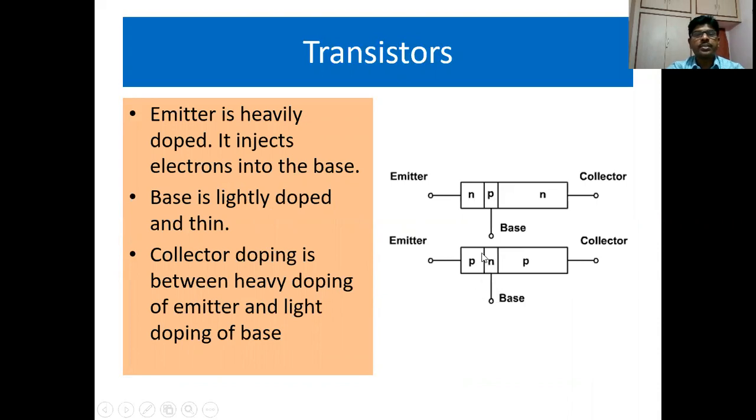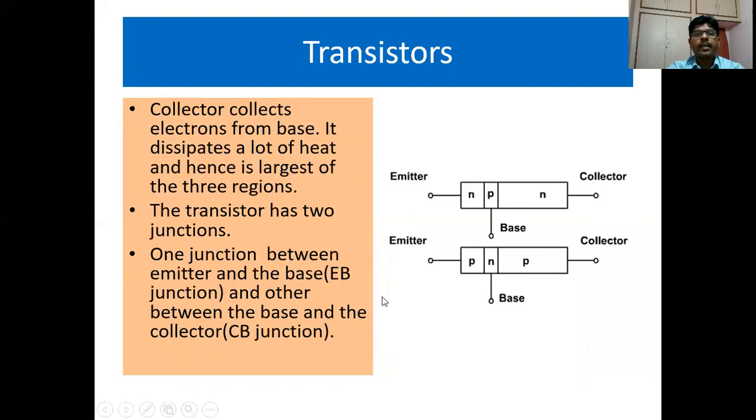It has three regions, the emitter, the base and the collector. The emitter is heavily doped. It injects electrons into the base. The base is lightly doped and thin. Collector doping is between the heavy doping of the emitter and the light doping of the base. Now, the collector collects electrons from the base. It dissipates a lot of heat and hence is the largest of the three regions.